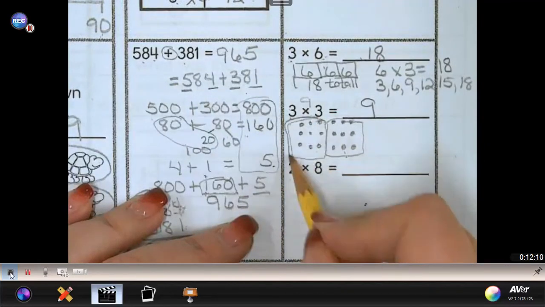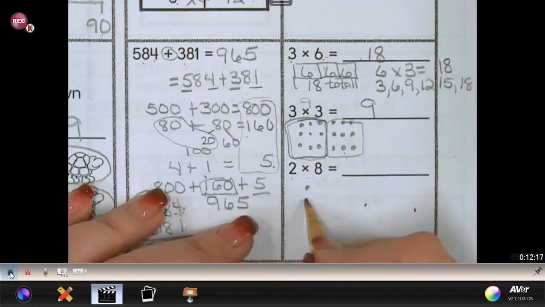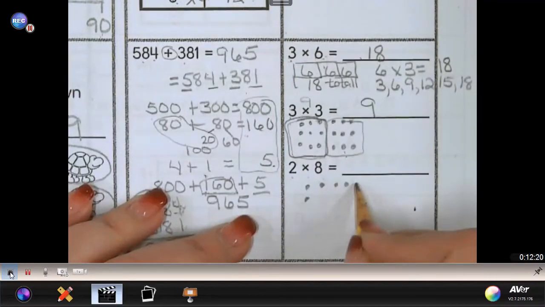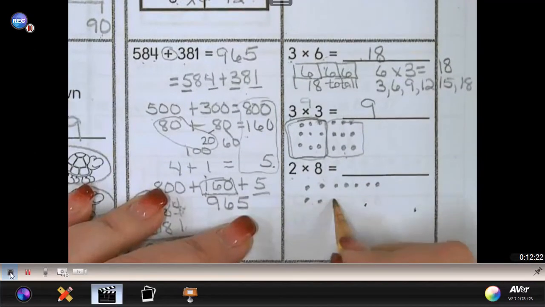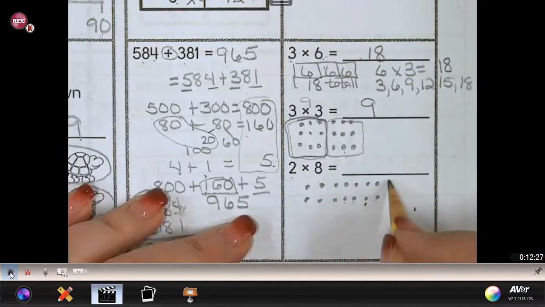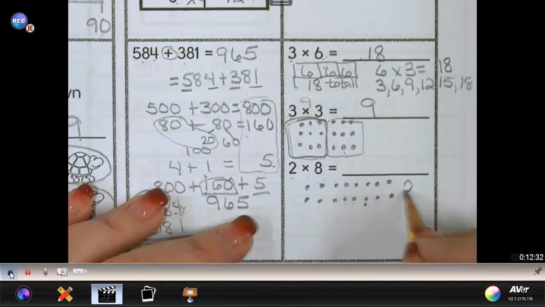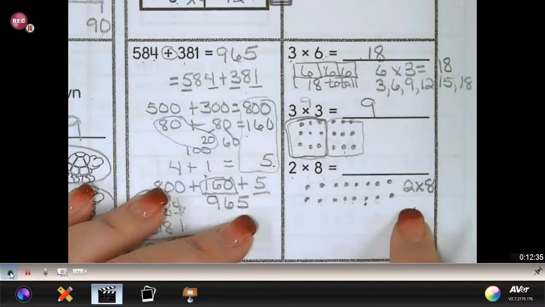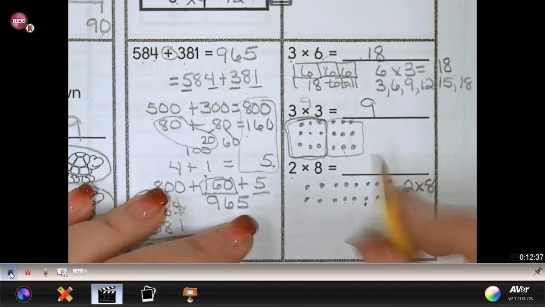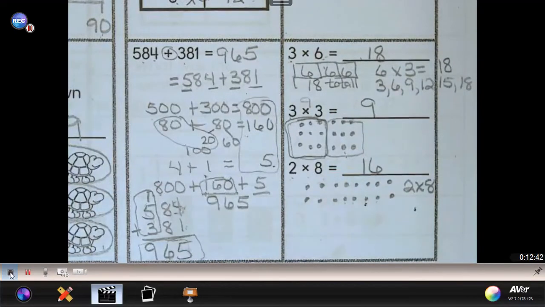So that goes with this array right here. And 2 groups of 8. 2 groups of 8. So if I were to draw rows, and I have 8 in each row, 1, 2, 3, 4, 5, 6, 7, 8. So 2 rows of 8, 2 groups of 8 is going to give me 8 plus 8, and 8 plus 8 is 16.